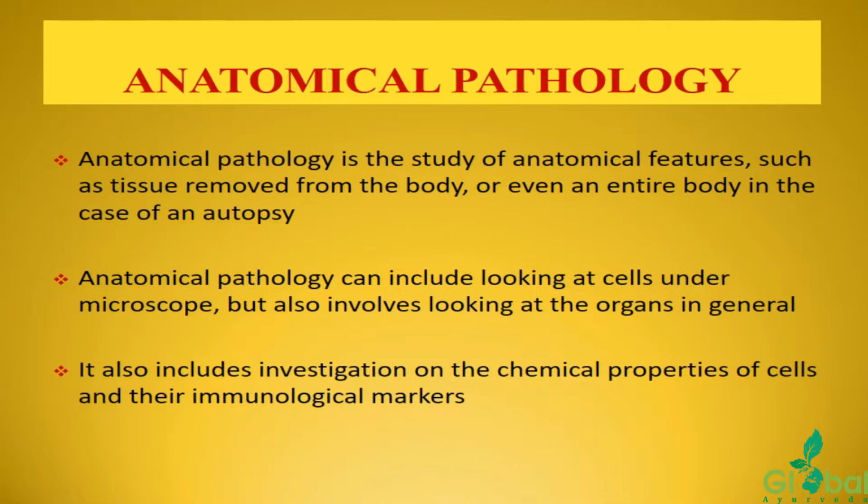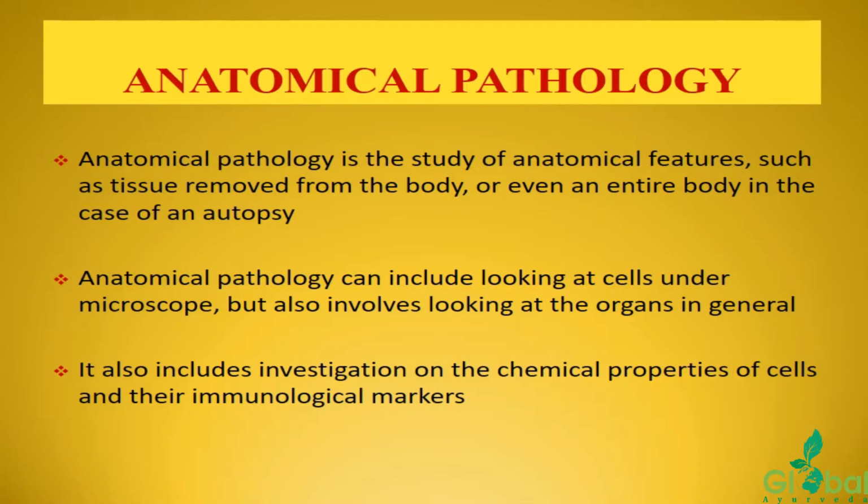Anatomical pathology can include looking at cells under a microscope but also involves looking at the organ in general. So cellular study we can consider here too, because histologically cells and tissues can be examined under a microscope in order to find out what anatomical changes happen to the body. But also, under general observation, we can see an organ and find out what kind of anatomical abnormality happened to that organ, externally also.